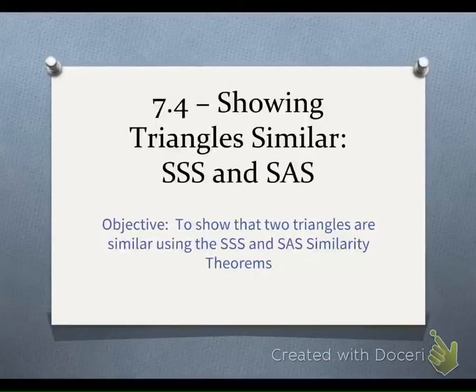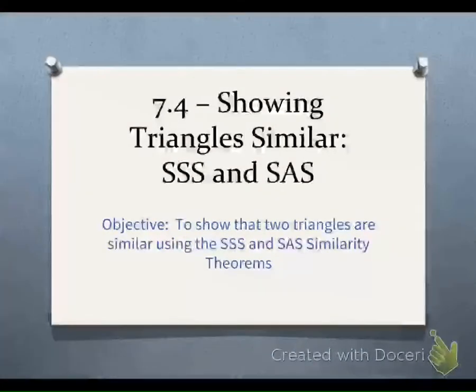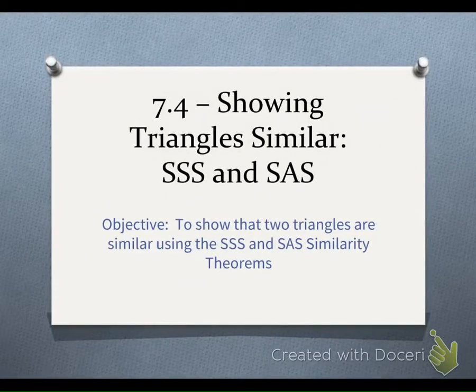Okay, so 7.4, showing triangles are similar by side, side, side, and side, angle, side. We see using this that we have our objective, which is to show that two triangles are similar using SSS and SAS.